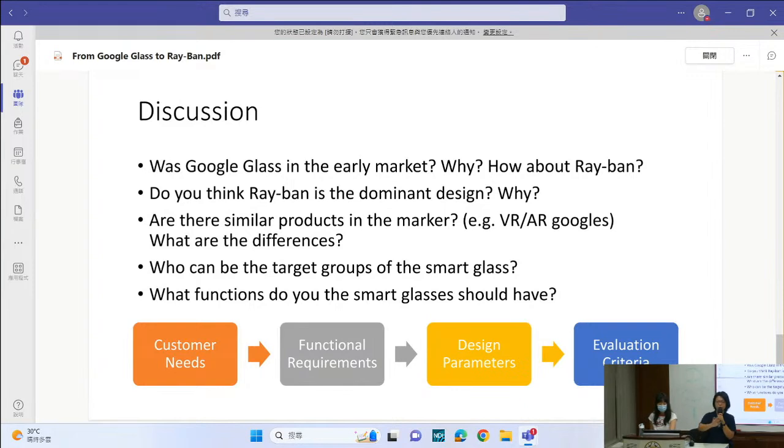Also, since last week I noticed that all of you listed so many performance features, but in the class Professor Liu also mentioned that it is not always a good idea to have so many functions at the same time. Sometimes it's better to have a couple of functions and focus more on them. So you can think about the Ray-Ban smart glasses now. Is it the dominant design and why? And think about similar products.